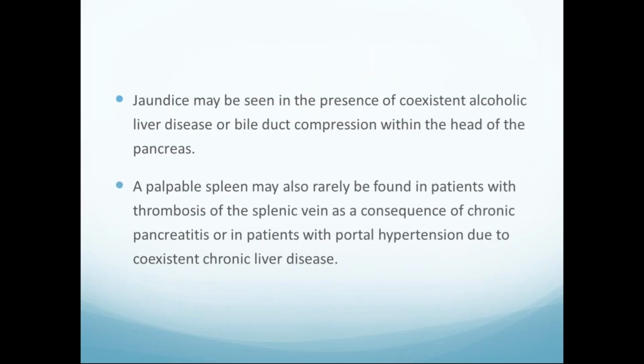Sometimes jaundice may be seen in the presence of coexistent alcoholic liver disease or bile duct compression within the head of the pancreas. A palpable spleen may rarely be found in patients with thrombosis of the splenic vein as a consequence of chronic pancreatitis, or in patients with portal hypertension due to coexisting chronic liver disease.